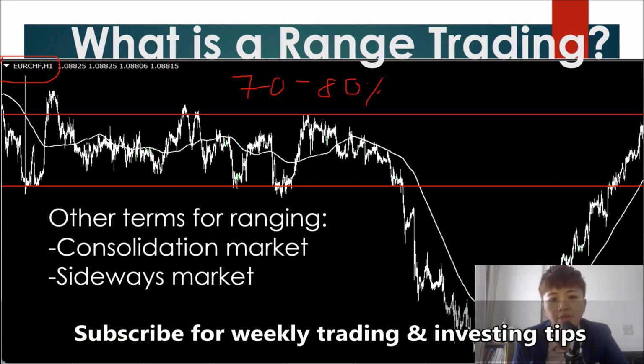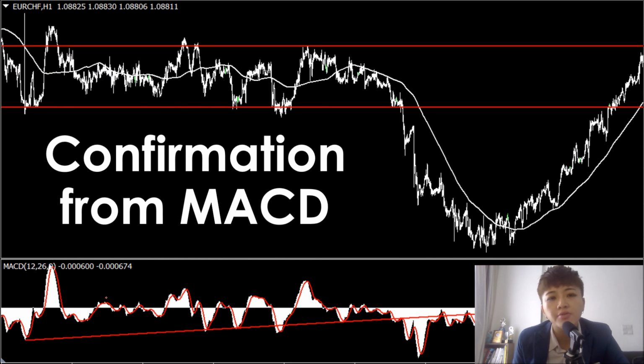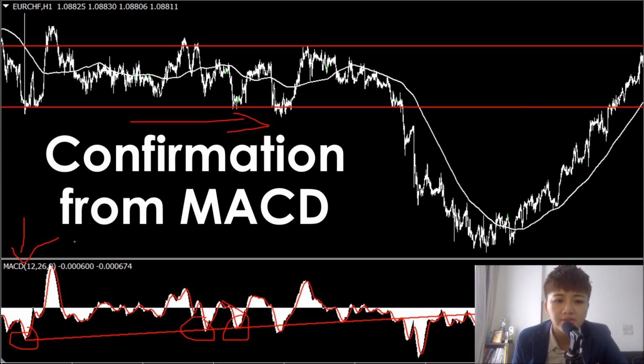Okay? Now that's another way that you can determine whether the market is ranging or not. You can use a confirmation indicator. You can use MACD to tell you whether this is a ranging market or not, whether you can take advantage of it. Basically, when MACD forms higher lows while the price is moving sideways, this is a confirmation that this is a ranging market. Now when it comes to the setting of MACD, you can use a smaller number as compared to 12, 26, 9. Some people use 5, 11, 16. You can use whatever you're comfortable with, okay?